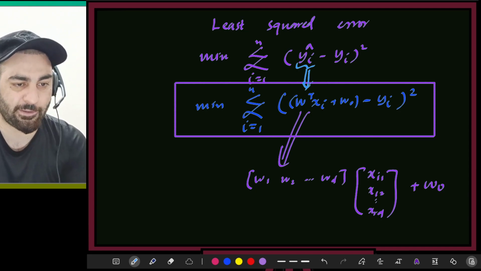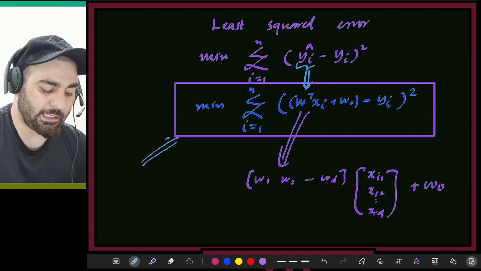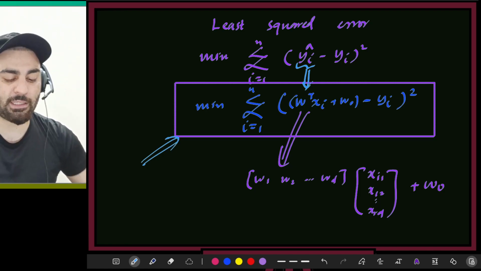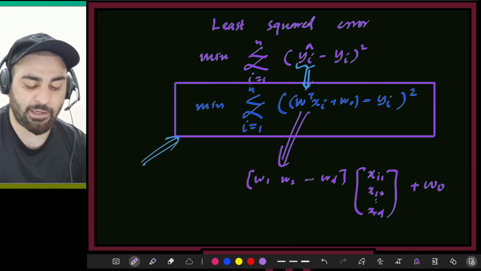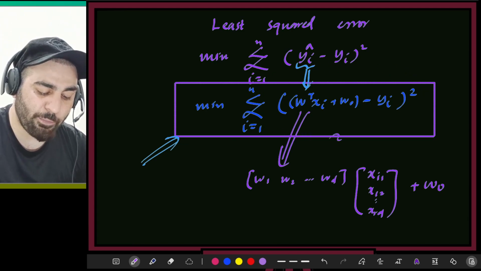Is it clear so far? This should be crystal clear. Yes, sir. This is the thing that we want to do. And now, what is the parameter that we want to find? Now we will write that you have to somehow minimize this error.